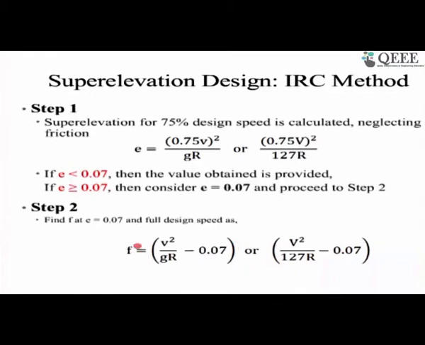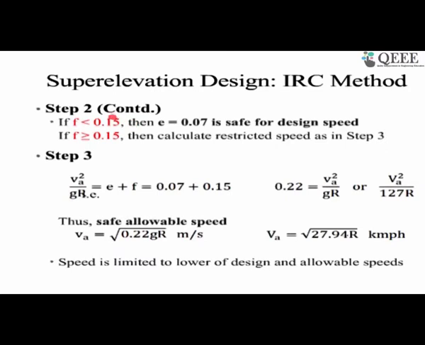Once we calculate and find out the F value, we see if it is less than 0.15 or more than 0.15. If it is less than 0.15, that means good, we are done. Basically, we got the stipulated friction, and we should provide a super elevation of 7%, and we are good to go. What if your friction is more than 0.15? In that case, we have to go to step 3.